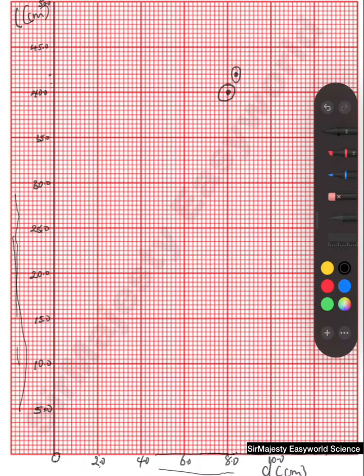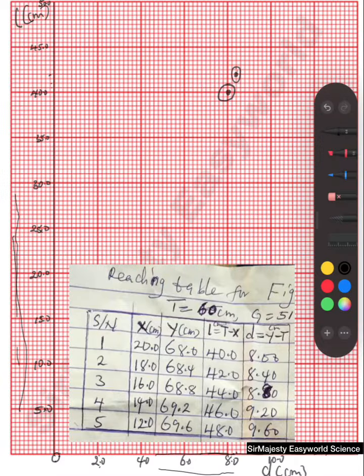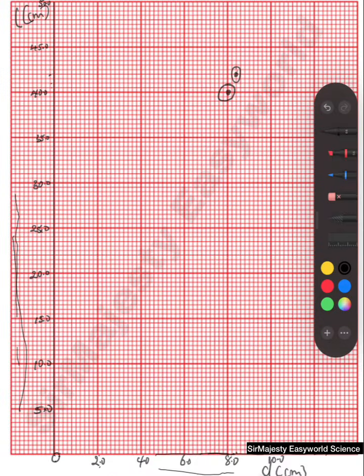You make the dot and circle. Then the next value is 44. 44 against 8.8. This is 44. Remember, this is 42.